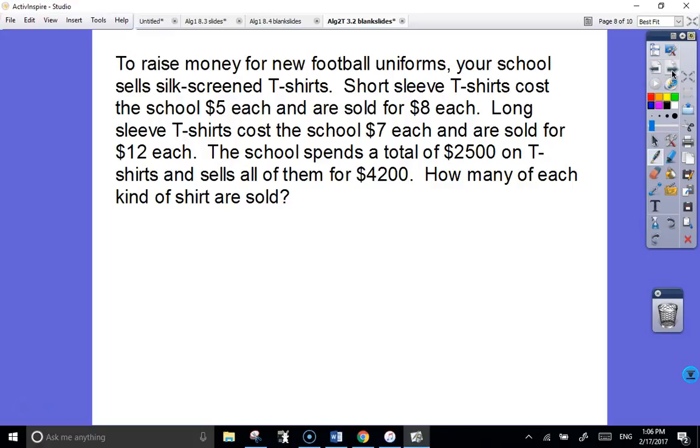So again, how many things did they just ask us for? 2, right? How many of the long sleeve? How many of the short sleeve? So we know we need 2 equations for this. So the first thing we should do is define the variables we're going to use, right? You could use L for long and S for short. I prefer to just stick with x and y. x can be the number of short sleeves, and y can be the number of long sleeves.